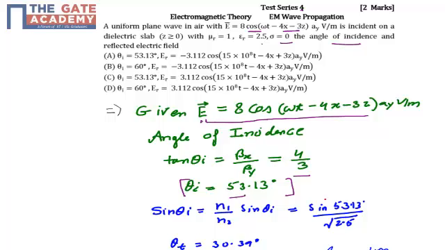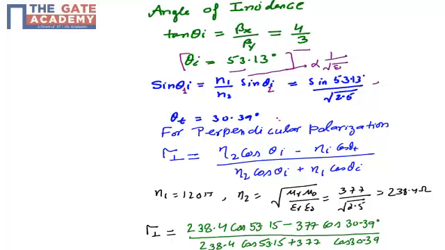From Snell's law, we know that sin theta_i is equal to n1 by n2 times sin theta_t of the other medium. Here n is directly proportional to under root of epsilon. So if you put the value of the incidence angle 53.13 and epsilon, you can calculate the transmission angle theta_t, which is equal to 30.39.